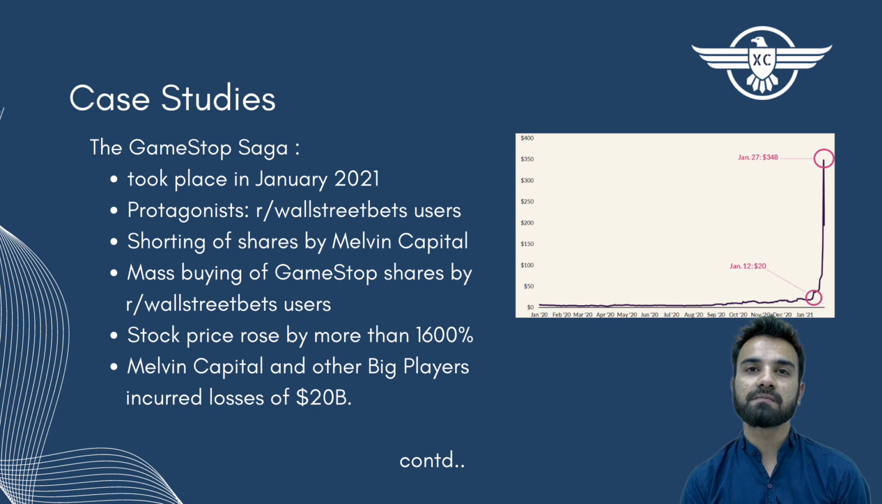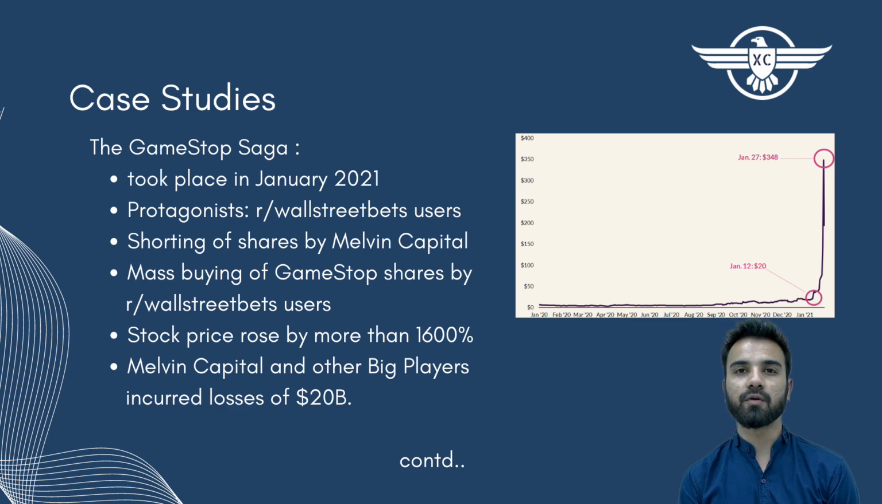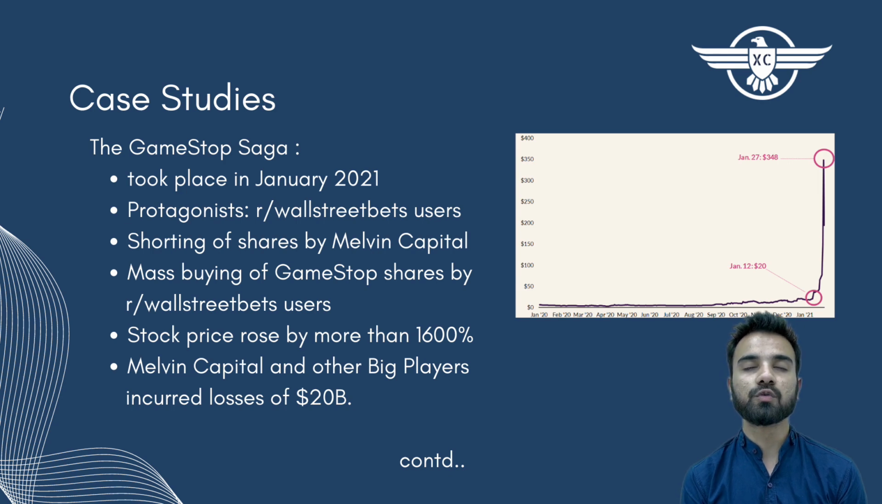But because of the mass buying by the community members, the stock prices kept increasing and it reached a point where they increased by 1600%. Because of this increase, Melvin Capital had to close its short position and incur billions in losses. Later, it reached a point where the brokerage firms of the US, most notably Robinhood, had to intervene and stop trading of GameStop shares on its platform.